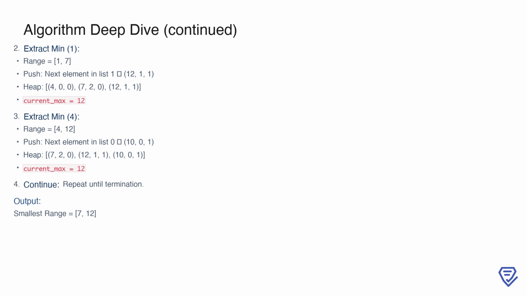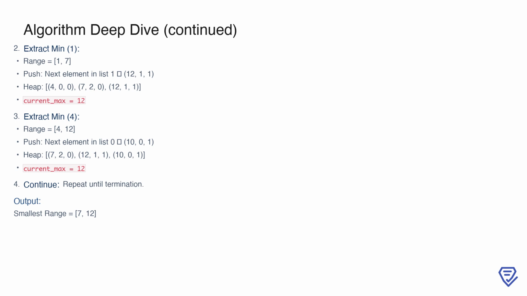Next, we push the next element from list 1, which is 12, into the heap. The heap becomes (4, 0, 0), (7, 2, 0), (12, 1, 1), and current_max is updated to 12. We then extract 4, updating the range to [4, 12].